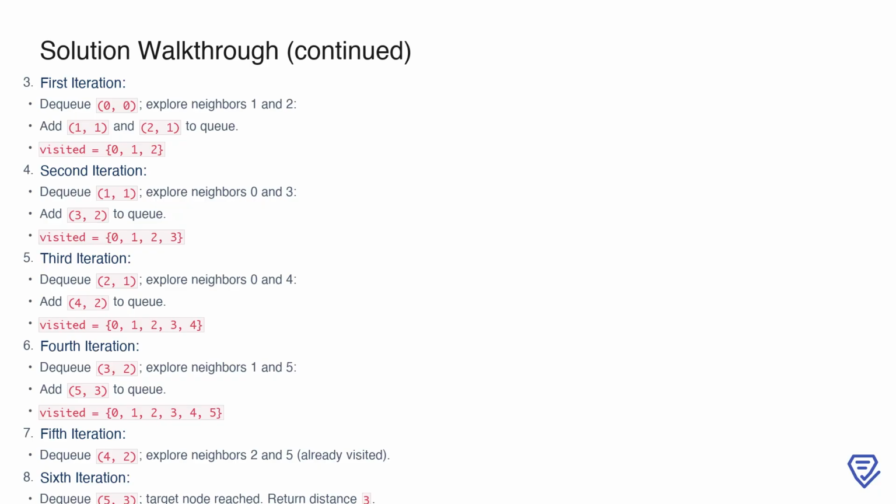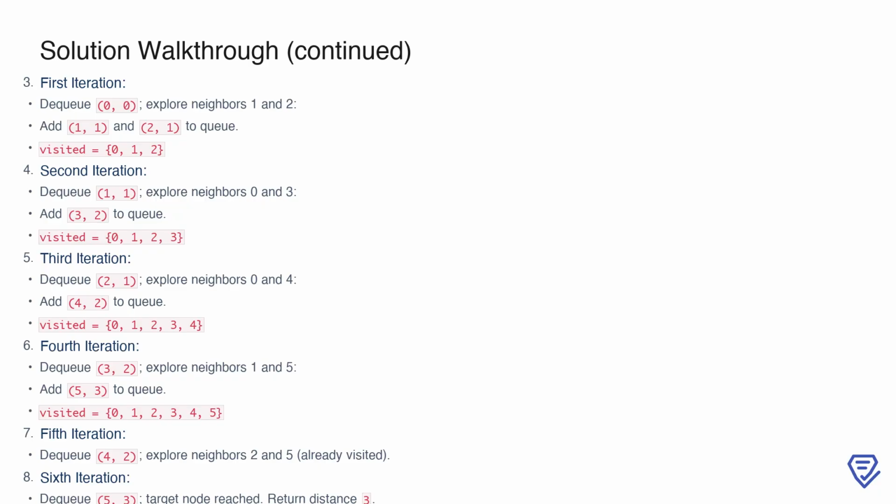In the second iteration, we dequeue node 1, which has a distance of 1, and explore its neighbors. Node 0 is already visited, so we add node 3 to the queue with a distance of 2 and mark it as visited. Next, we process node 2, also at a distance of 1, and explore its neighbors. Similar to before, node 0 is already visited, so we add node 4 to the queue with a distance of 2 and mark it as visited.